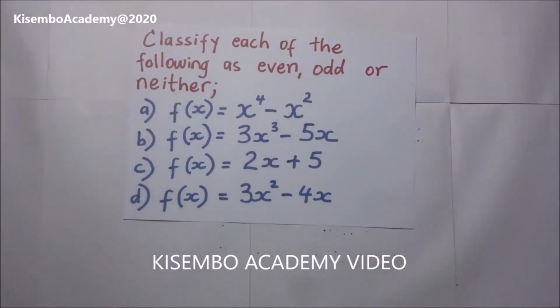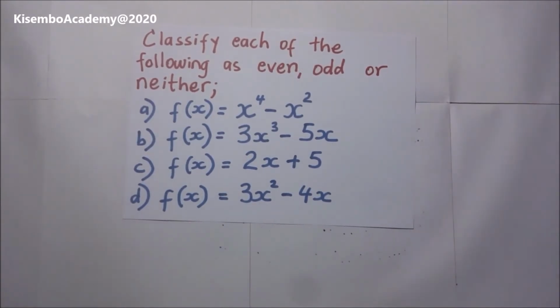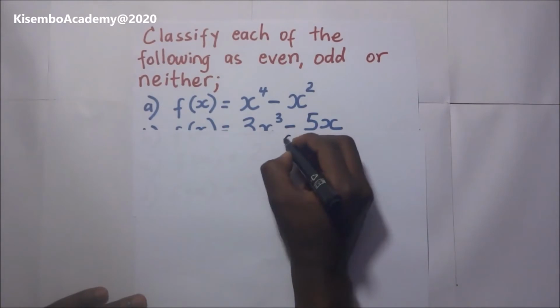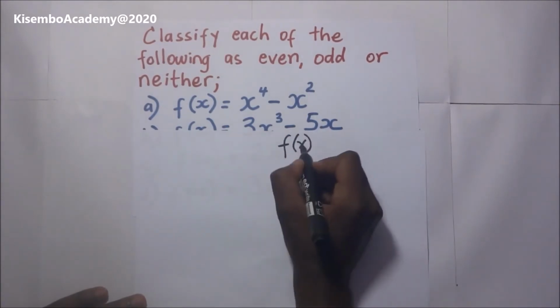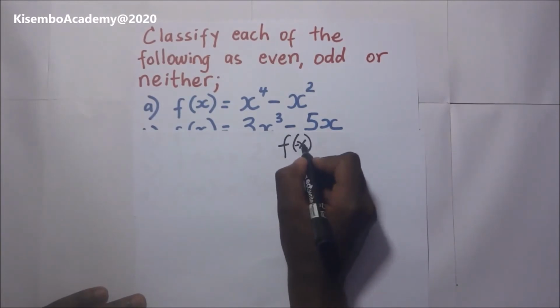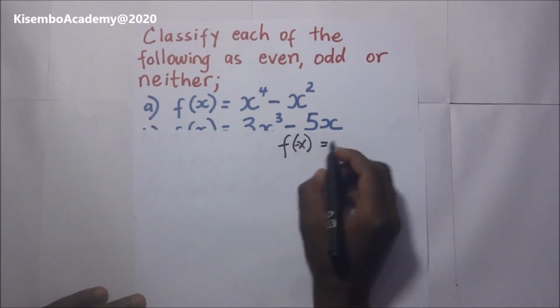So we have some numbers here to work out. We are required to classify each of the following as even, or odd, or neither. And from there, of course, we are not going to draw graphs. We are going to calculate them and see which ones are even, which ones are odd, and which ones are neither of the two. Shall start with part A. Now let us be reminded, first of all, that for an even function, when we plug in a negative here, it's going to return the same function.